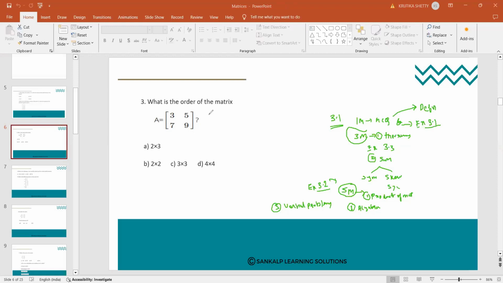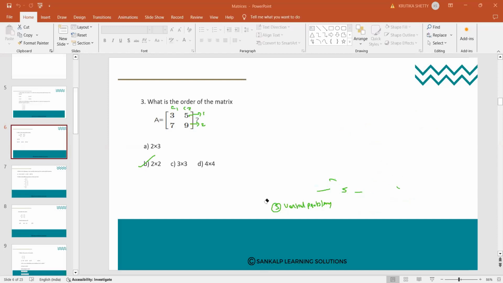See how many rows are there. How many rows do we have here? There are 2 rows, the first row and the second row, and there are 2 columns, C1 and C2. So option B, that is 2 cross 2, will be the order of the matrix. Third question, order of the matrix. We have discussed order: first you need to write the number of rows, and then the number of columns.